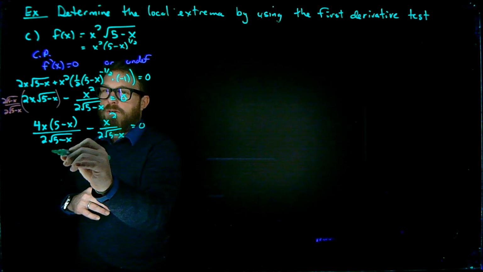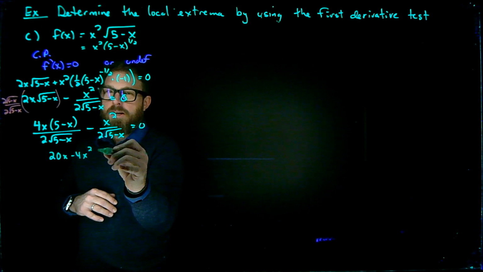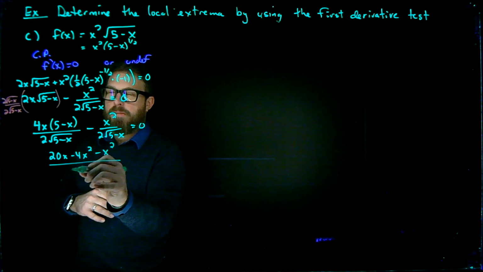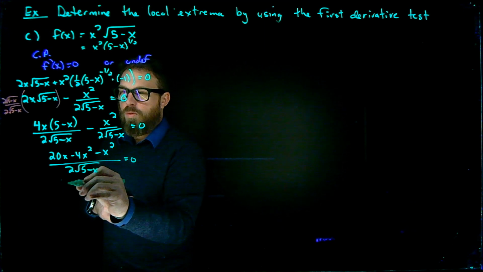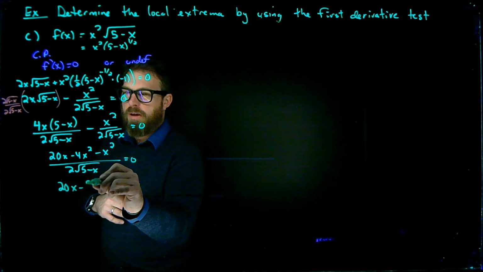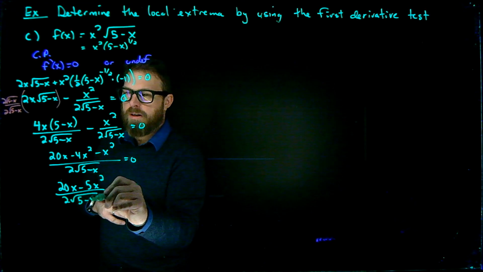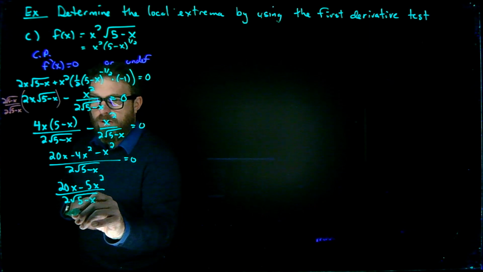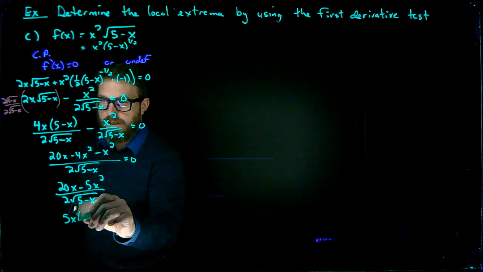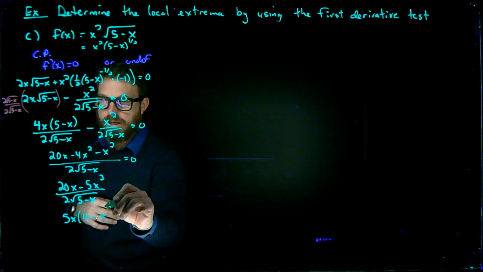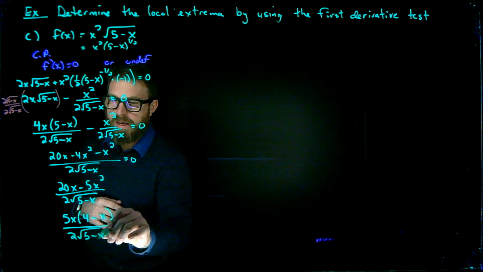And then cleaning this up, this is going to be 20x minus 4x squared minus another x squared all over that common denominator. So we're going to get 20x minus 5x squared all over 2 times the square root of 5 minus x. And it'll likely be easier if we factor the top, so I can figure out when the numerator is equal to 0. So factor out 5x, I'm left with 4 minus x. And on the bottom, this is 2 times the square root of 5 minus x.